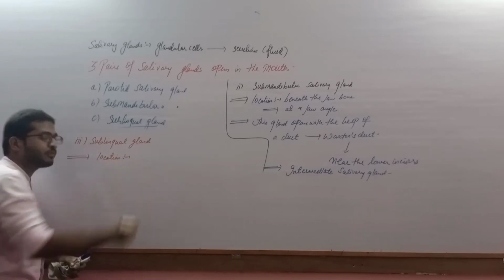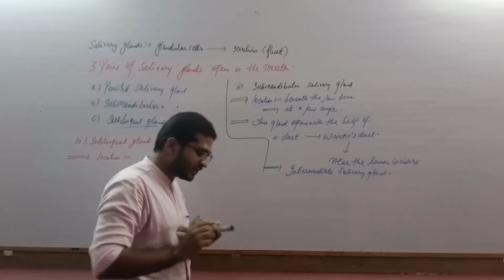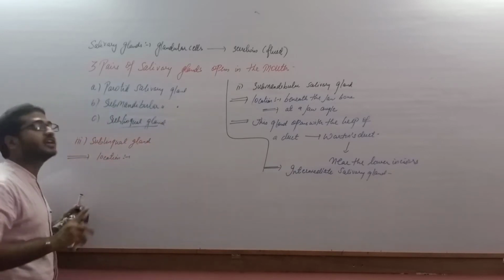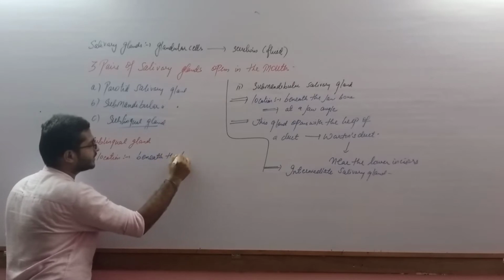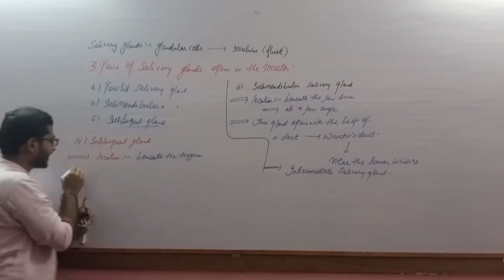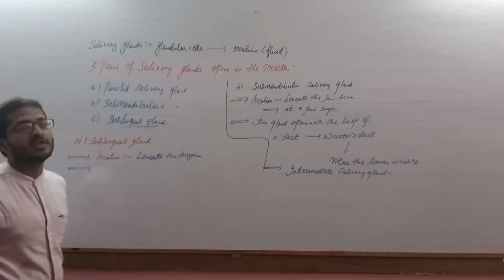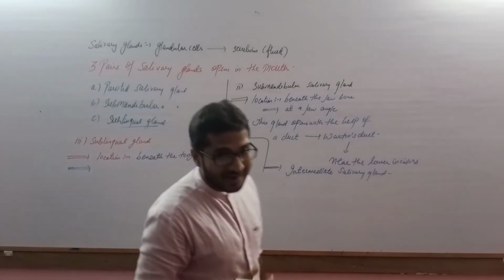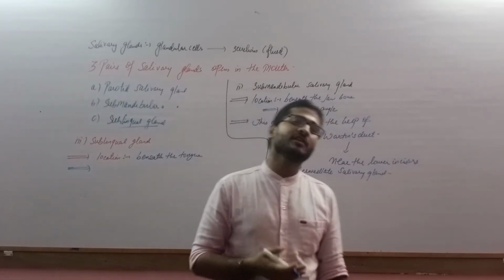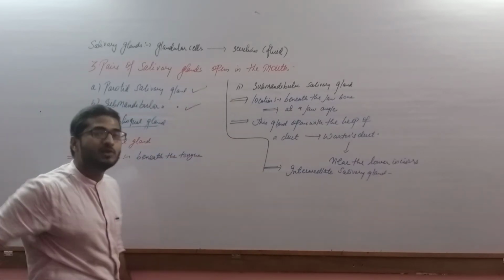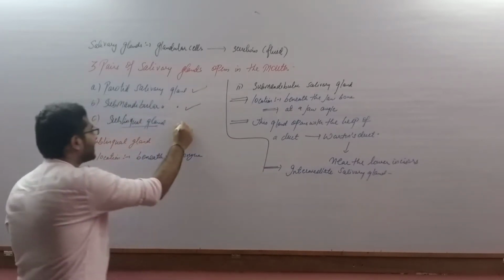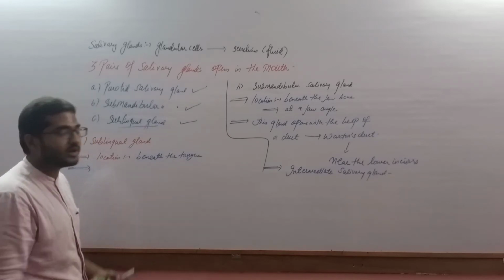Sublingual gland location. First very important point is location. Where is it located? Beneath the tongue. Second most important feature: the sublingual gland is the smallest salivary gland. The largest was parotid, intermediate was submandibular submaxillary, and the smallest salivary gland is the sublingual gland.